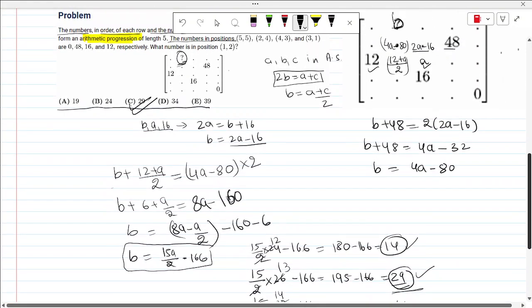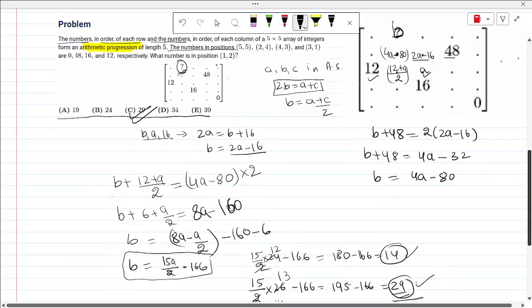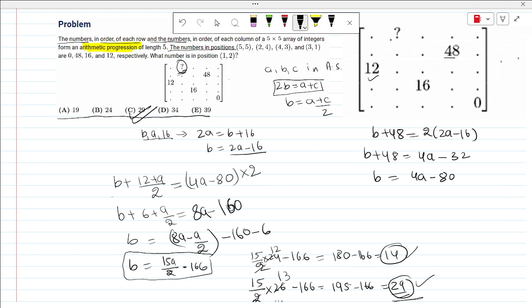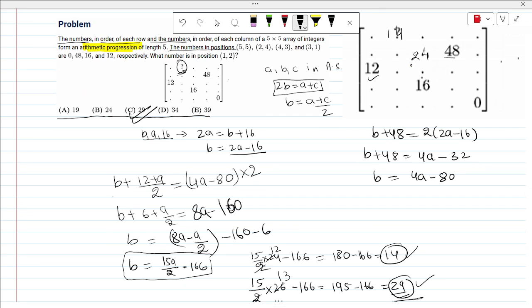Okay, because if you take the first option 14, this number will become 14, and for 14 your a will become 24. So this number will become 24, then there is a difference of 8 now.